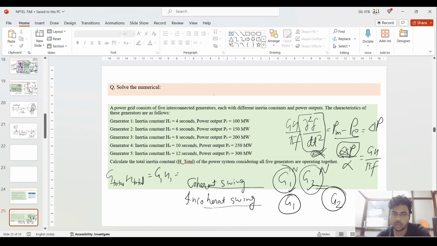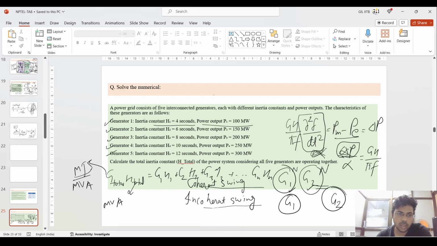So what we will do is G total H total is equal to G1 H1 plus G2 H2 plus G3 H3 plus dot dot plus summation of Gn Hn. Here it says that if you have multiple generators, such as generator 1, 2, 3, 4, 5, with an inertia constant of H1 of 4 seconds and a power output of 100 megawatt. What is G?